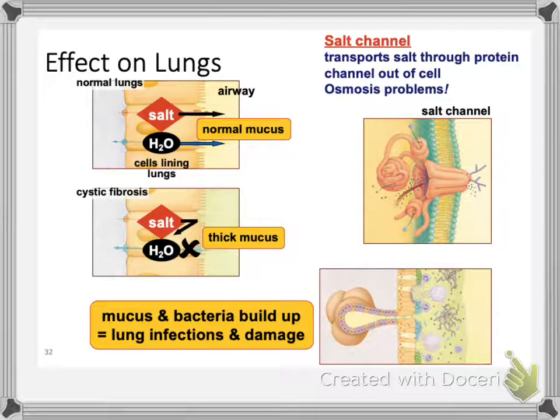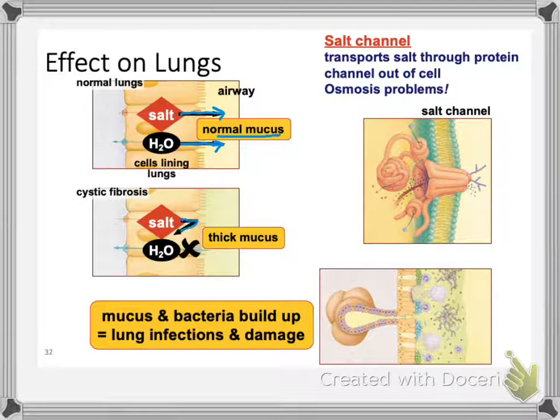So normal, salt goes out, water goes out, and you end up with thin, watery mucus in your lungs. That mucus traps bacteria. It allows the cilia, the little hair-like structures in your lungs, to kind of sweep away that bacteria and get rid of any infection you might have.